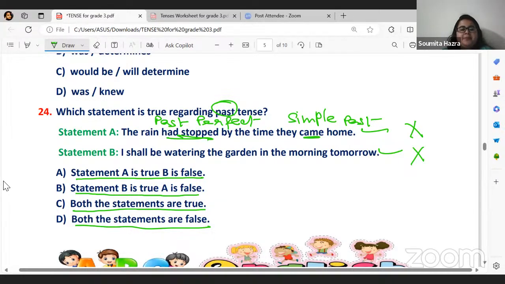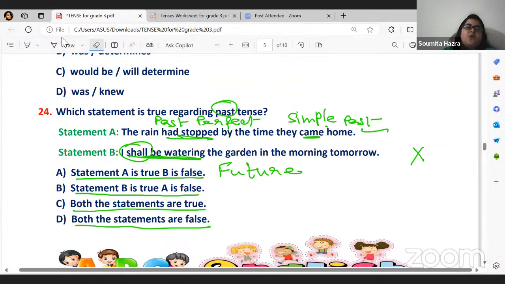What about sentence B? Shall be watering is written in future continuous. This is written in future tense. Remember that shall and will, these two helping verbs, are used in case of future tense. So sentence A is written in past tense. Sentence A is true, but sentence B is false.